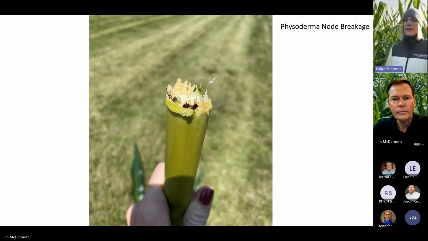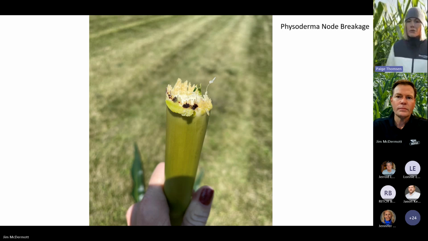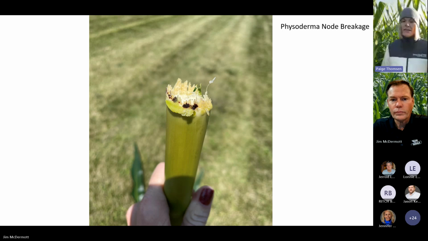So Physoderma comes in early, around that V5 time frame in the corn. Like I said, with those storms that we had, a lot of rain splashing dirt into the whorl is when it gets going, but we don't see it later on. Just because we have Physoderma brown spot doesn't always mean we're going to see the node breakage, but it's definitely something to keep in the back of your mind. When you're out scouting fields and making harvest plans, keep an eye out for that one.